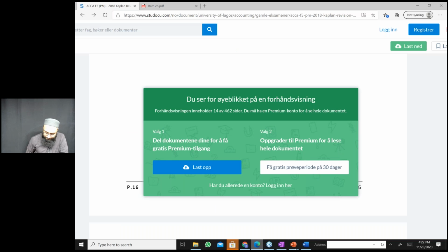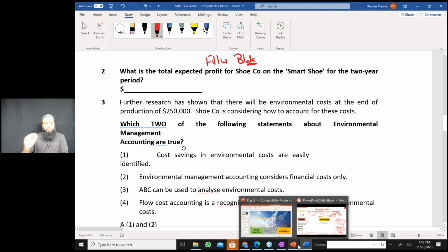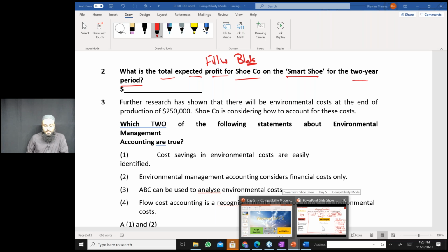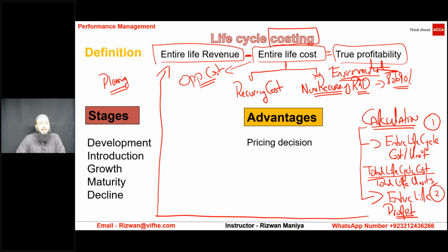Come on, you people tell me by reading the question. I told you 2 types of question that can come in the paper. So you tell me which type you think this one is. What is the total expected profit for the shoe company on the smart shoe for the 2 year period? Is this question, which is asking you to work out the total expected profit, the first type of question or the second type? Come on, tell me very quickly, friends. So yeah, a good response.